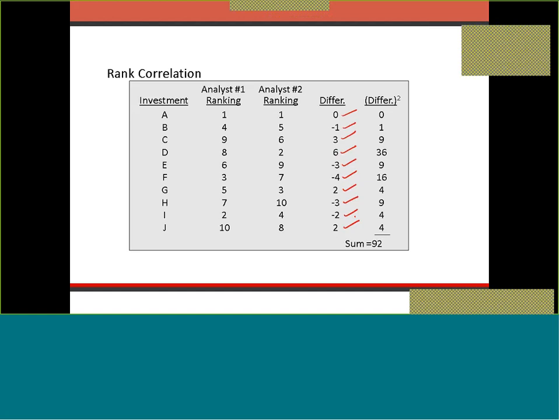So the difference squares you need to calculate. 0 square, minus 1 square, 3 square, 6 square, minus 3 square, minus 4 square, 2 square, minus 3 square, minus 2 square, and 2 square. Total you add. This is the sum of the squared rank differences.